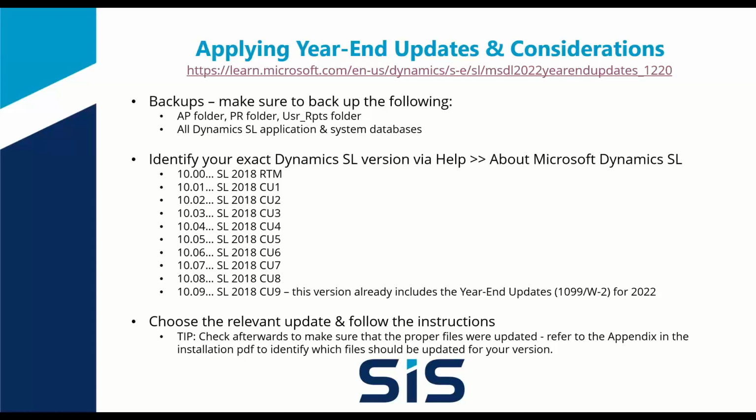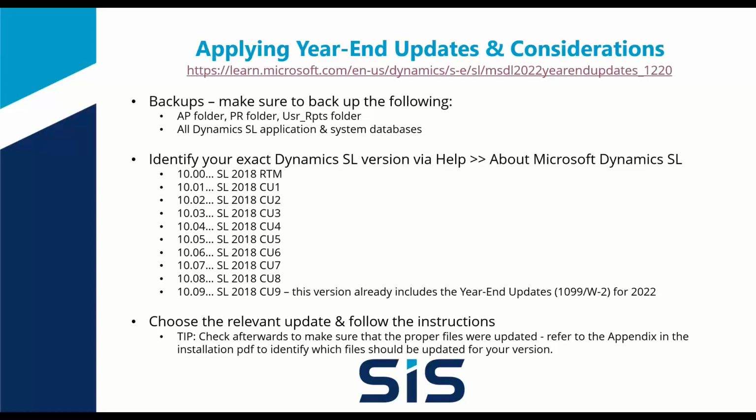So within those downloads, you would need to identify what is your exact version of Dynamics SL 2018. You can find that out by logging into Dynamics and then going to Help, About Microsoft Dynamics SL. For example, if your version starts with 10.01, then you're on SL 2018 CU1, and so on. Those year-end updates exist for all of the versions through CU8. CU9 was just also released, and it actually includes the year-end updates.